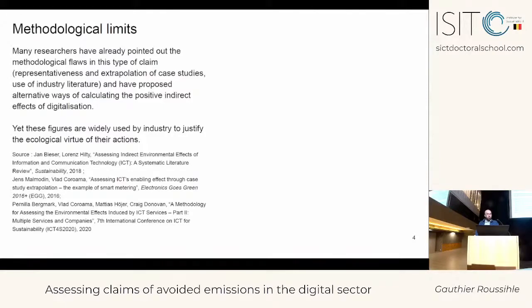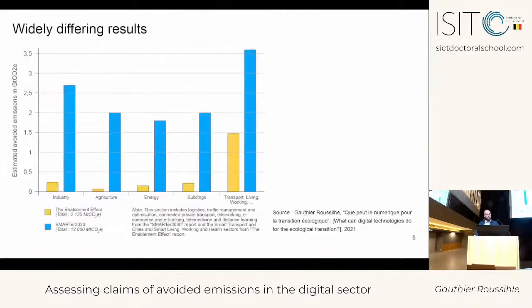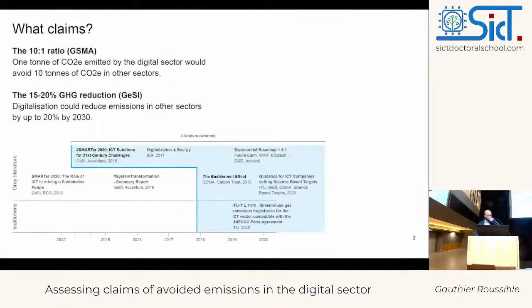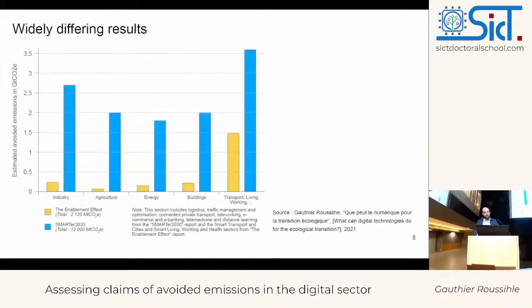And yet it's been used very widely by the ICT industry. So if we look, I will take the two most relevant reports so far, Smarter 2030 and the Neighborhood Effect. If you compare the results of avoided emissions claimed in these two reports, they are very different. I will explain why just after.